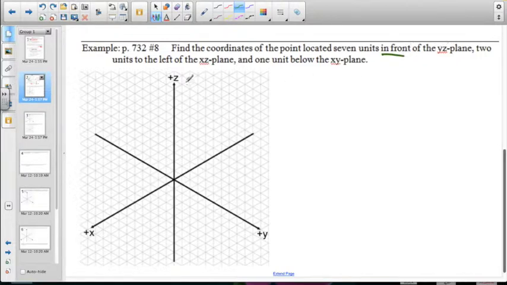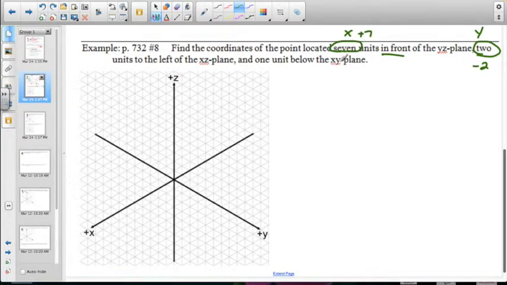So the YZ plane is right here. And so if we're in front of that, that means we're out here. That's the x coordinates. So this is your x coordinate of 7. It says 2 units to the left of the XZ plane. So here's the XZ plane. And 2 units to the left would be back here in the negative y direction. So here is our negative y. So here's our y of -2. In front of this would be our x of 7.